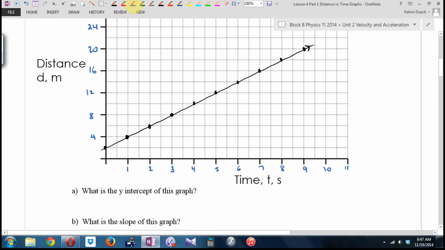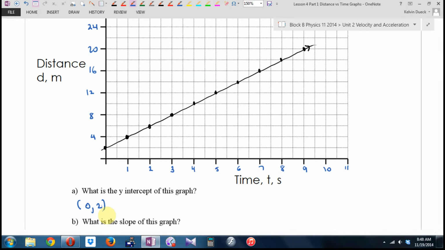2 comma 0. Is 2 comma 0 correct? Ah, and that's a classic mistake. Kids do that all the time. They do y comma x. Okay, always x comma y, and you're saying the y-intercept is 0 comma 2. Now that's what it is as a point. What is the y-intercept as a meaning in English?